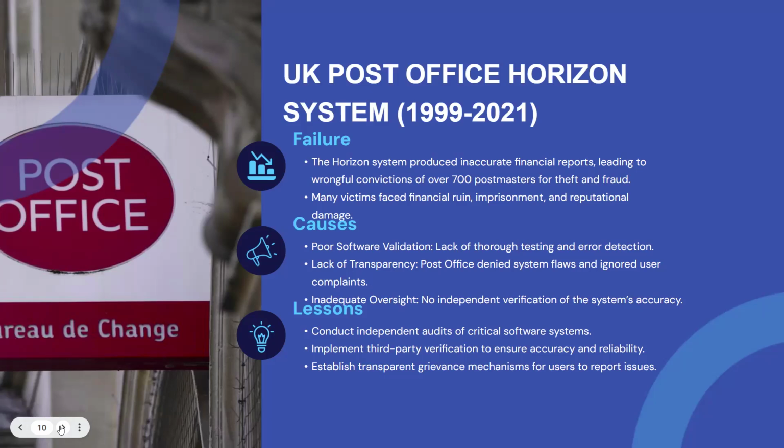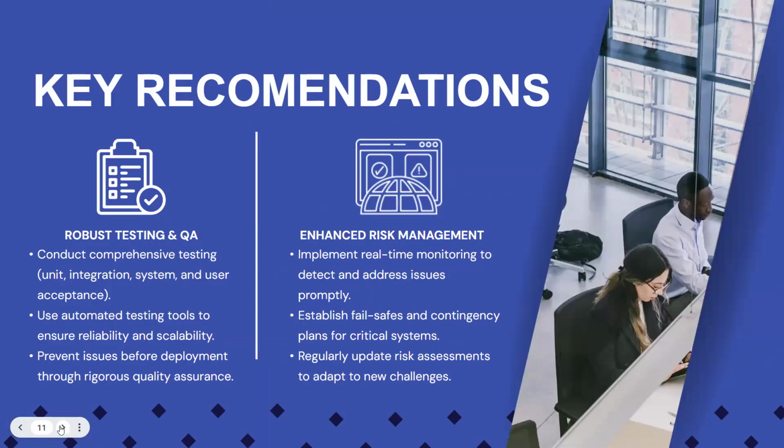The key lessons that we learned are: conduct independent audits for critical software, implement third party verification for reliability, and establish a transparent grievance mechanism for users to report issues. The key recommendations that we learned are robust testing and risk management.